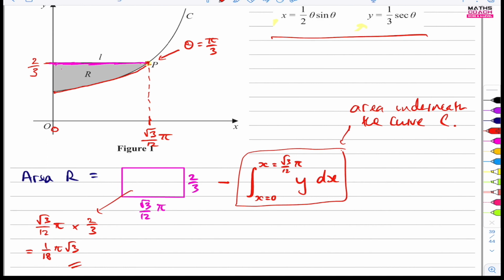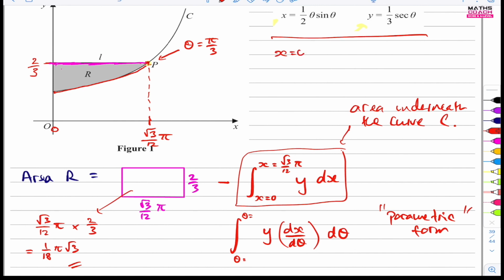Now the integration part. Instead of Cartesian, switching to parametric, because the equations are given in terms of theta, it's going to be y times dx by d theta, times d theta. That's the parametric form for the area underneath the curve. And these have to be the theta values corresponding to the x values given above. From the equation given above, we can see that when x equals 0, theta has to be equal to 0, because if theta is 0 here, it will make the whole expression equal to 0.